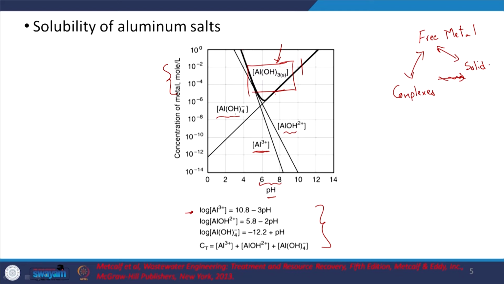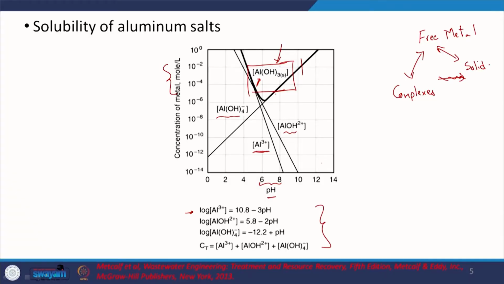Again, this is the predominant form. It does not mean that at pH 7 and a concentration of 10 power minus 4 everything will be the solid, but it means that the predominant form of aluminum will be this. This is called a predominance area diagram. It will only give you an idea about under which pH range and under what concentrations you will have the complex or precipitate or the metal predominate.